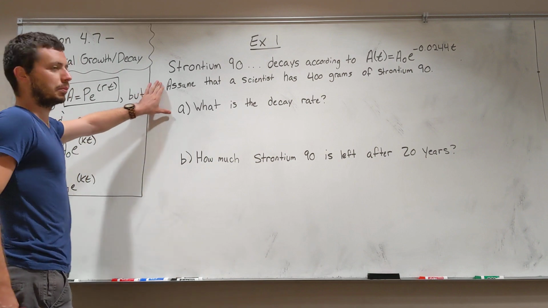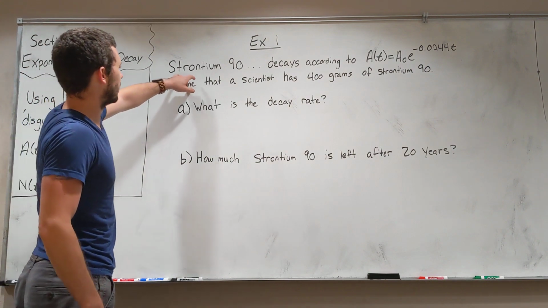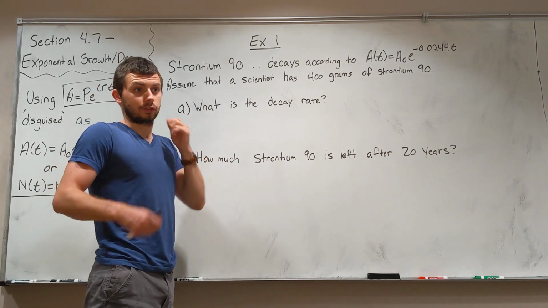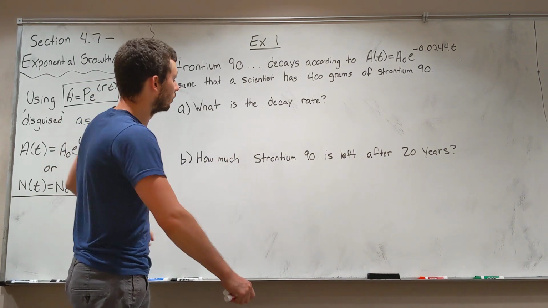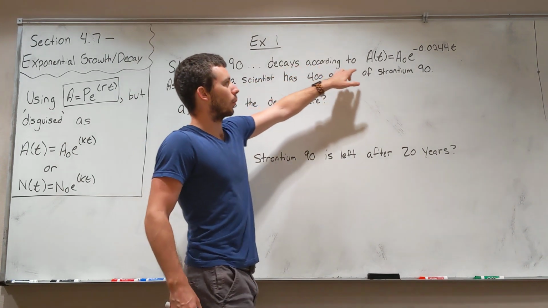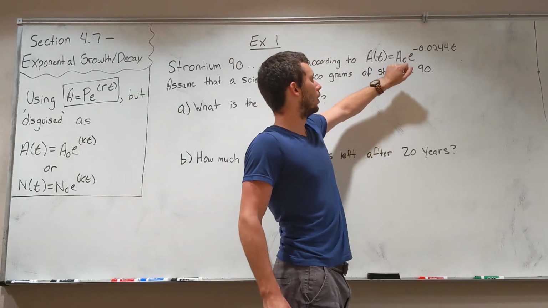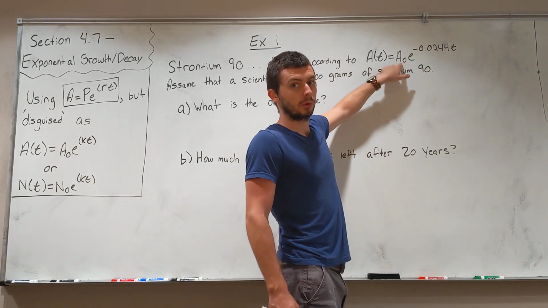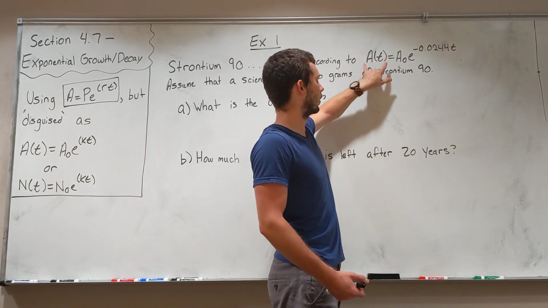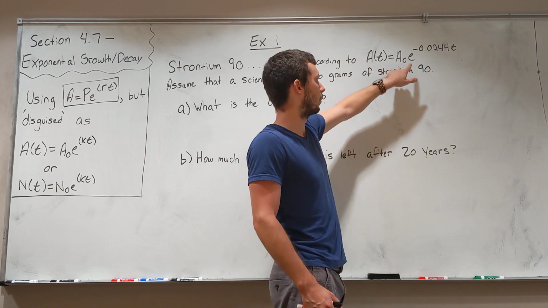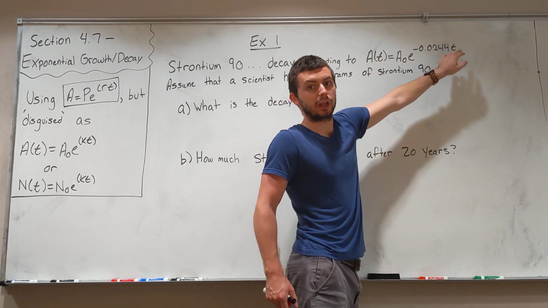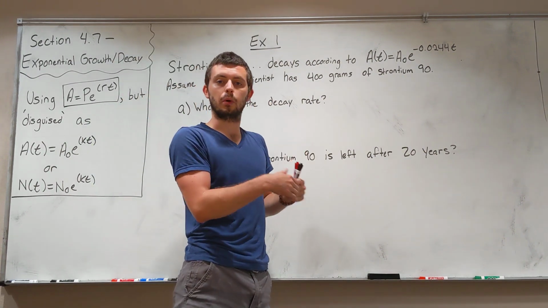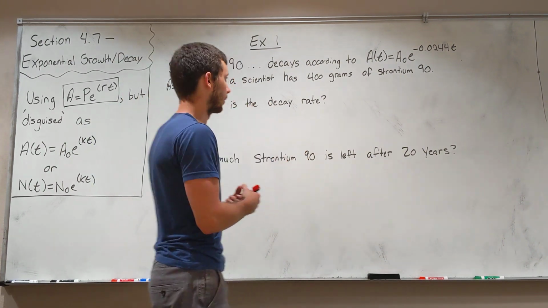So the first example I have in the notes, something about strontium 90, whatever that is. It's a name of some mineral, and it decays according to some formula here. So this is the PERT formula. So A sub 0 here is the initial amount. A over here is the final amount. E is just E. This is the rate, and that's the time. So it still correlates with what we know before about the PERT formula.